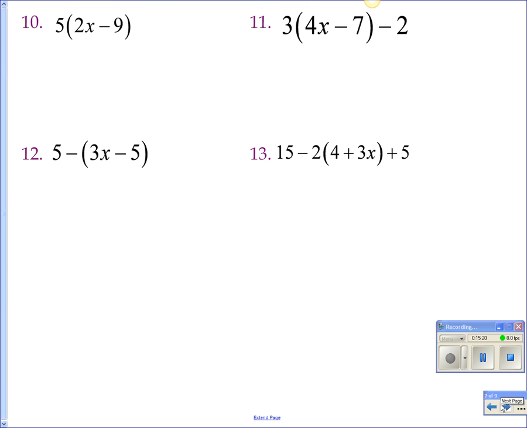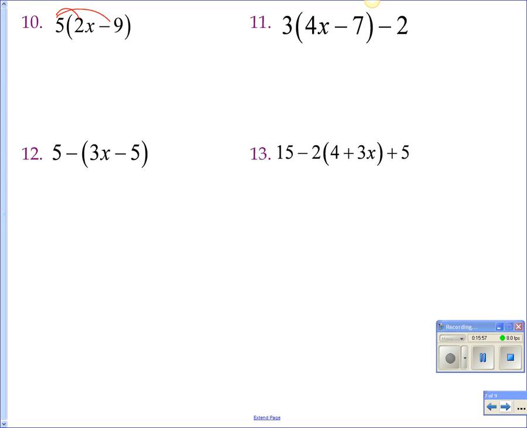Last page. Last page. Number 10, 5, parentheses, 2x minus 9. All right, guys, is there a plus sign in front of the parentheses? Is there a minus sign? No, so you are multiplying. There's no plus or minus, and you have parentheses. That means you're multiplying. So 5 goes to both things. This is from middle school.